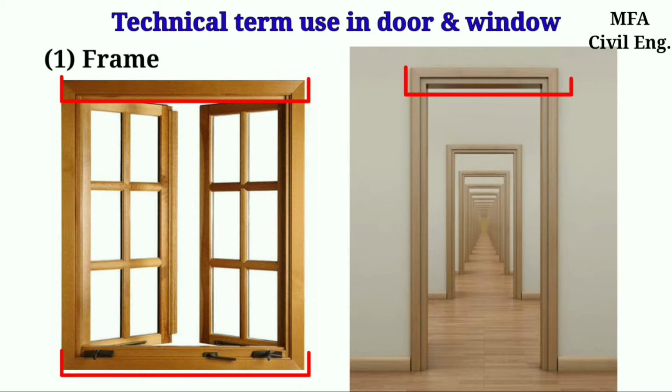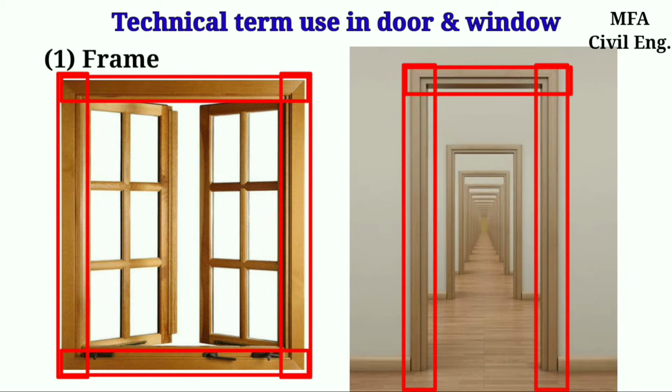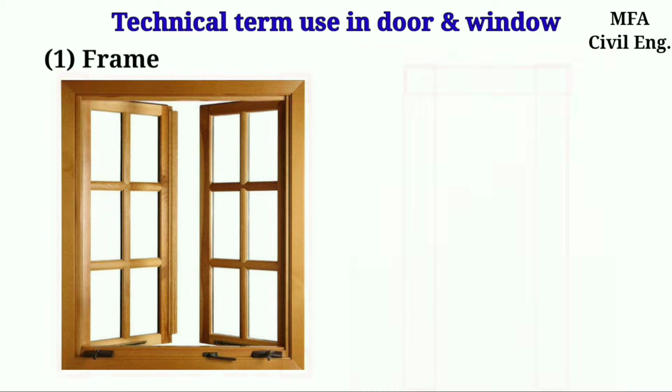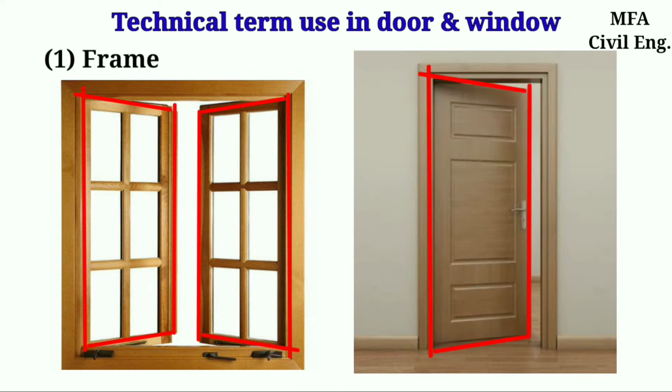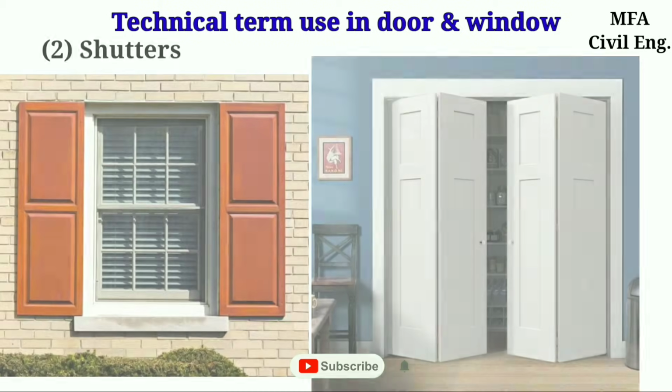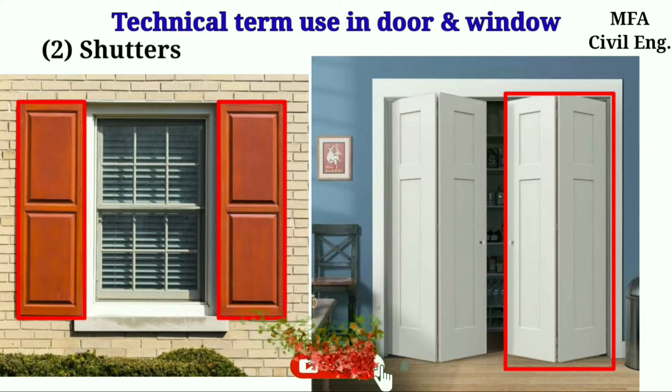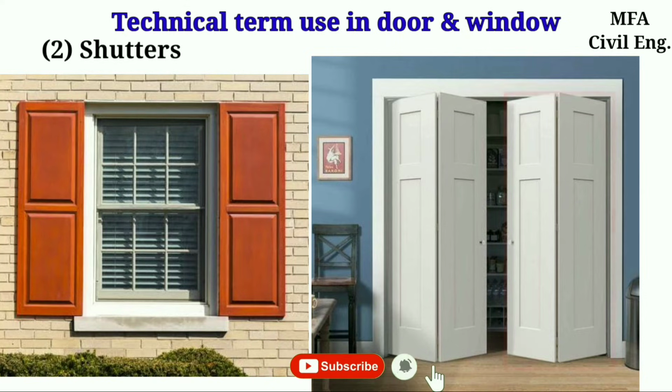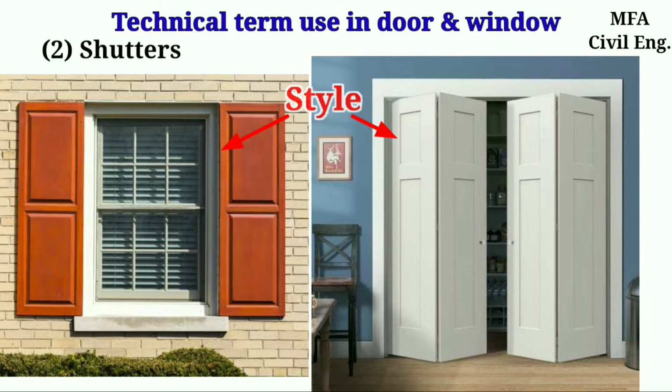Frame is an assembly of horizontal and vertical members, forming an enclosure to which the shutters are fixed. Shutters are the openable part of the door or window. It is an assembly of stiles, panels and rails.